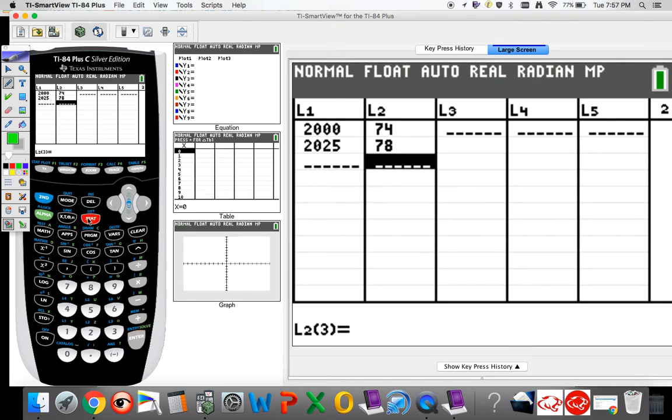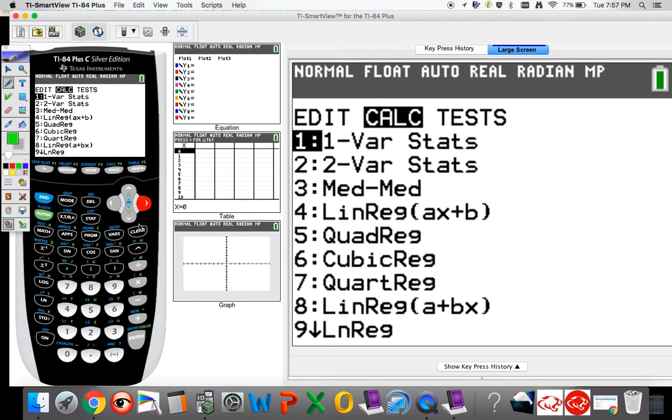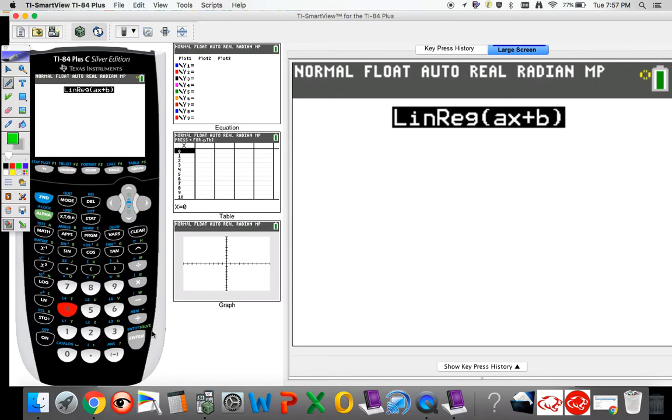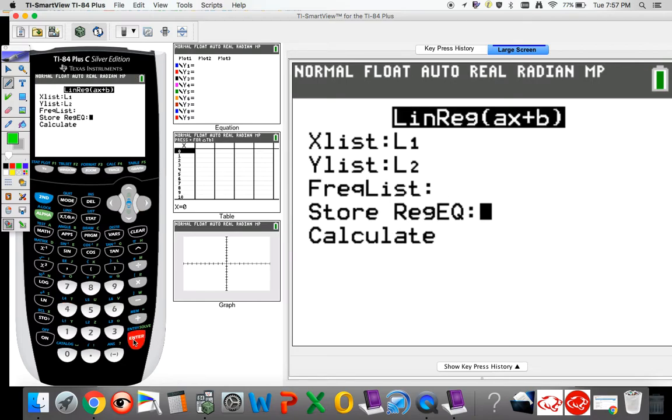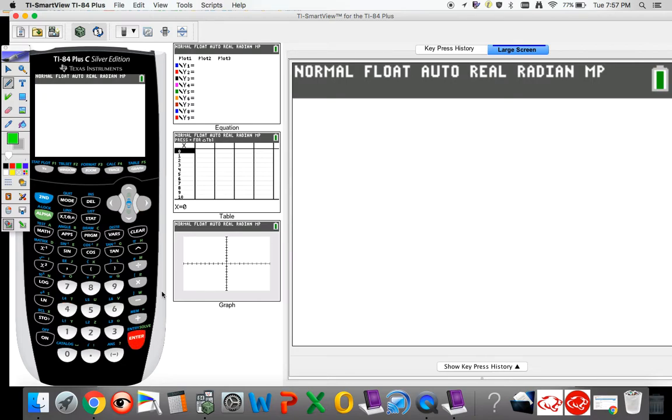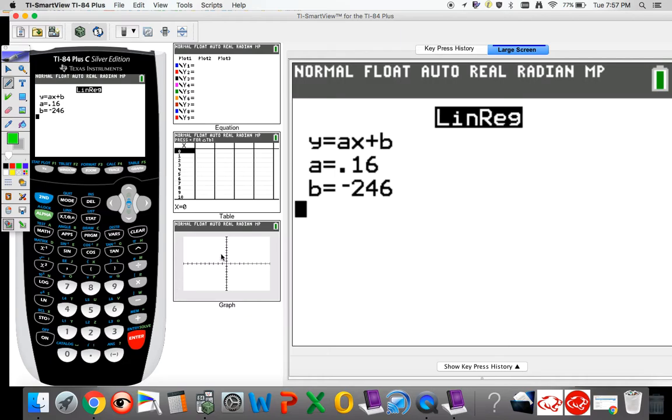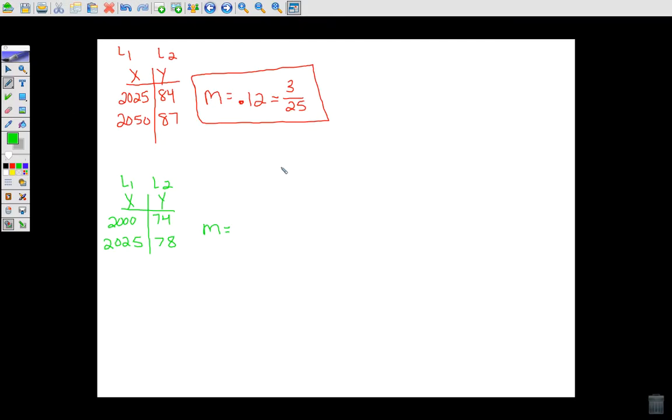So then I'm going to hit stat, over to calc, hit the number 4, hit your enter through all this stuff. And whatever A is, that's my slope. So my slope is 0.16. And you'll notice that's the same slope that we had for the women during this time period. So I'm going to write down over here, M is equal to 0.16. Okay, and if you remember, our fraction for that was 4 over 25.